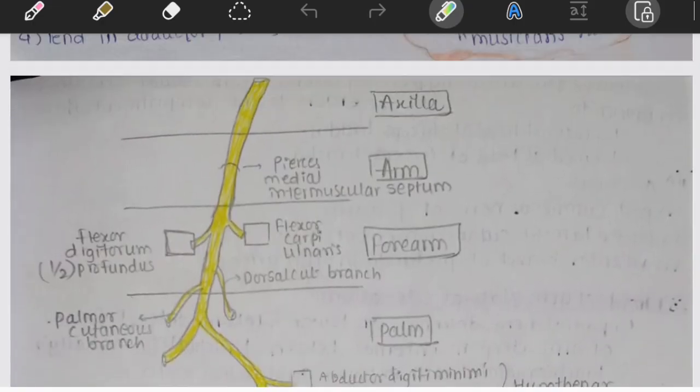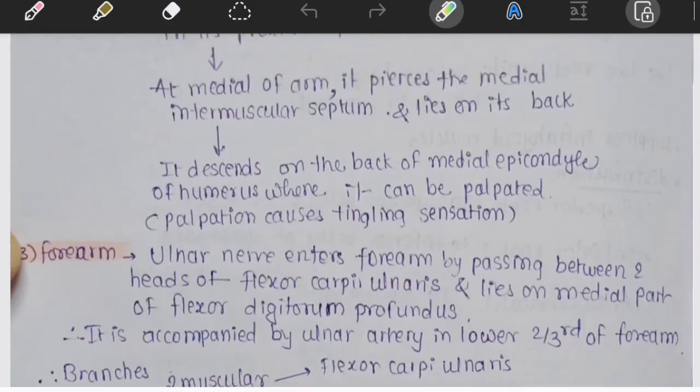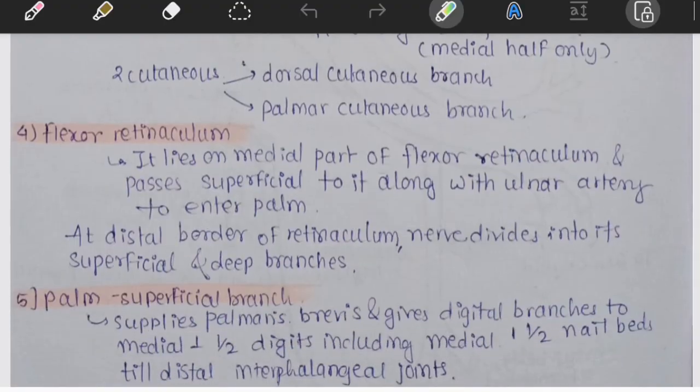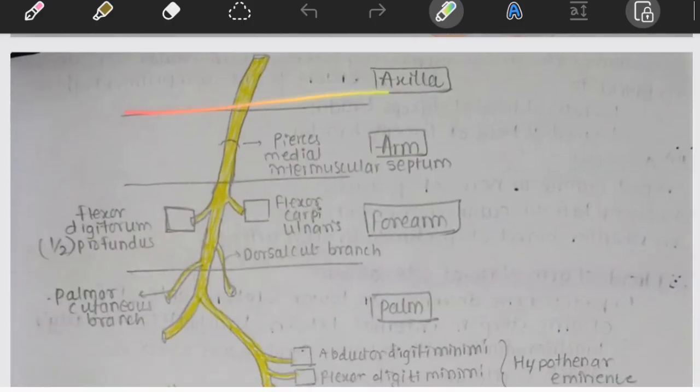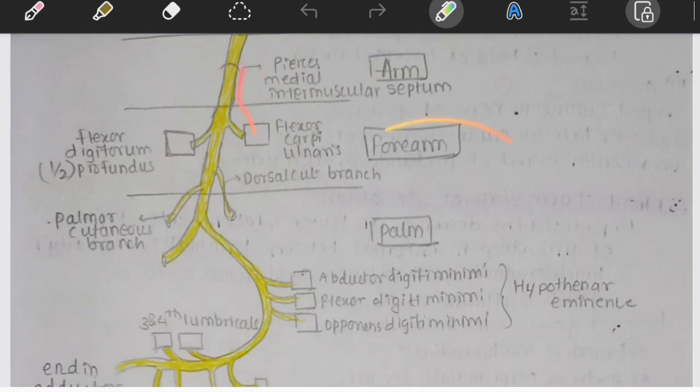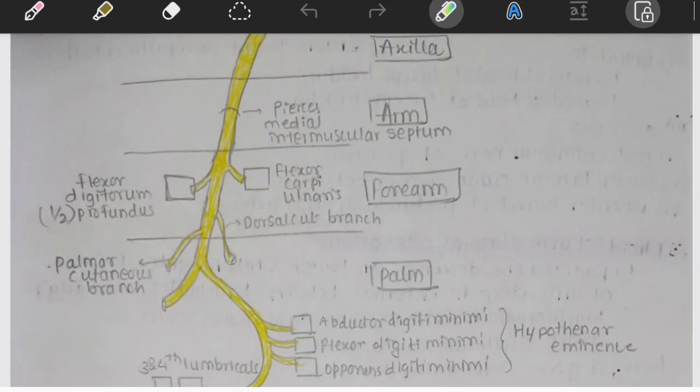This is the diagram for the ulnar nerve, showing its whole course. So simple. Learn it two times. In the axilla, there are no branches. Then in the arm, in the middle of the arm, it pierces the medial intermuscular septum and goes to the back side. In the forearm, it has four branches, two muscular and two cutaneous.